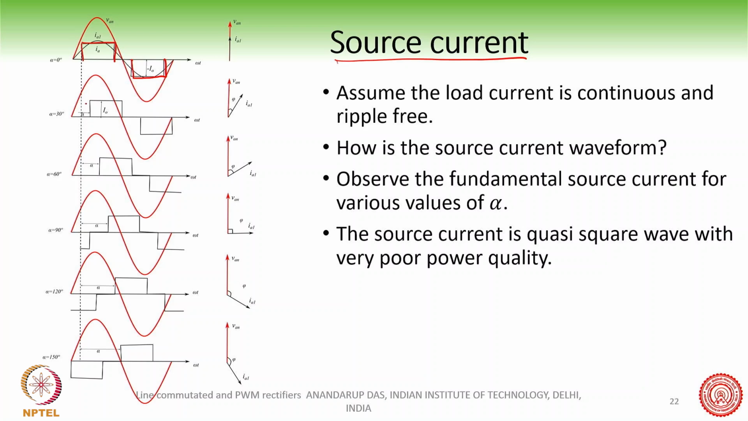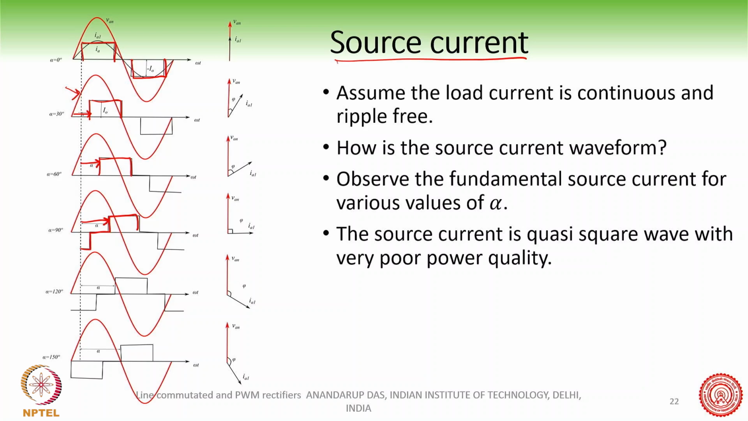You can see here that as you increase the value of alpha, this is the source voltage, which remains the same as before. But if you go on increasing the value of alpha, this current drawn from the source, IS, gets shifted. It's a quasi-square waveform, and this quasi-square waveform is getting shifted as you change the value of alpha.